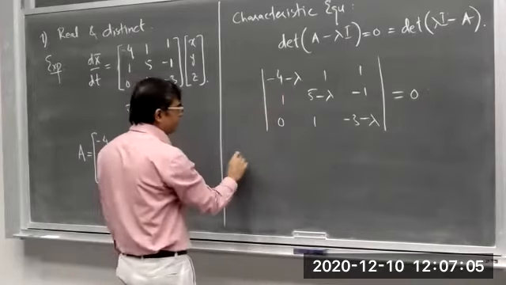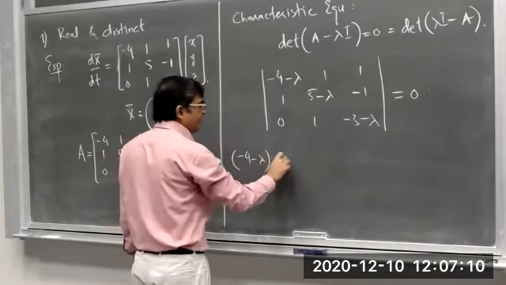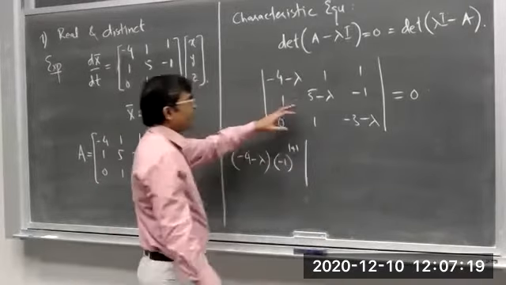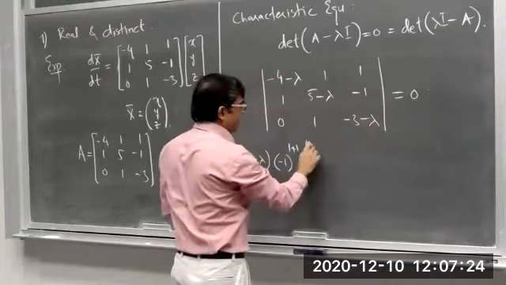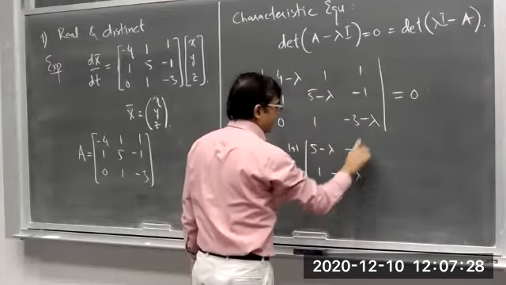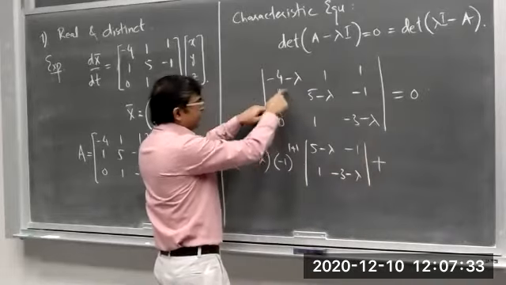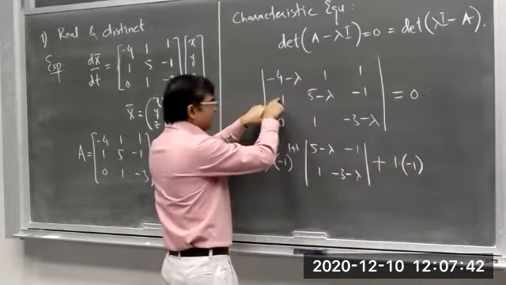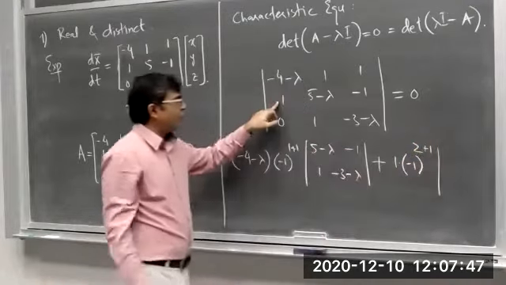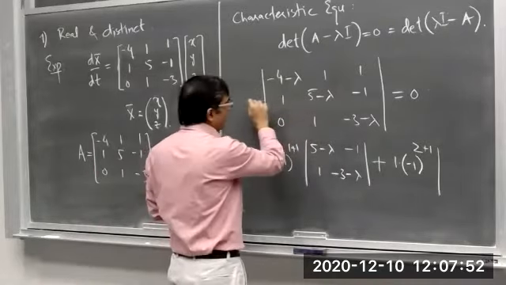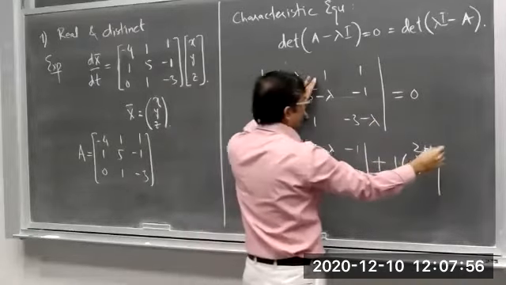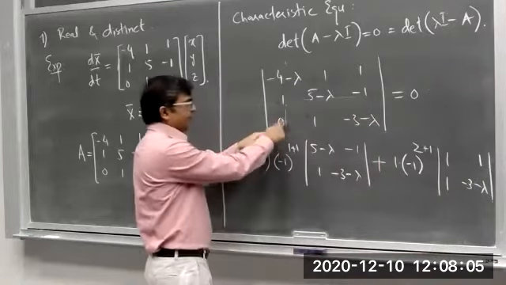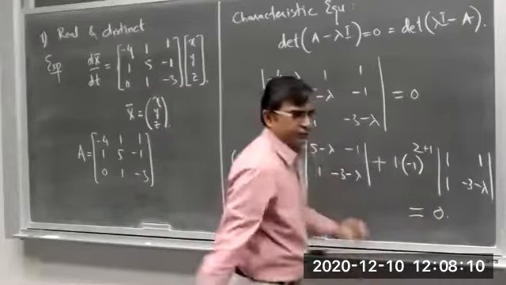Now we can expand this: (-4 - lambda) times (-1) raised to the power 1+1, since it is the first row, first column entry, times the cofactor of this element, which is the 2 by 2 determinant [-5-λ -1; 1 -3-λ]. Now plus, with respect to the second element of the first column, it is 1 times (-1) raised to the power 2+1, second row first column, times the cofactor for this entry. We leave this row and this column and write the rest of the elements: [1 1; 1 -3-λ]. This will be the cofactor, and the third entry is 0, so the third term will automatically be 0, and we put it equal to 0.